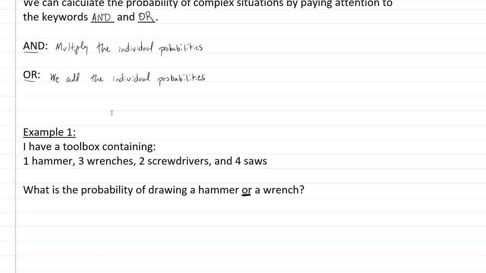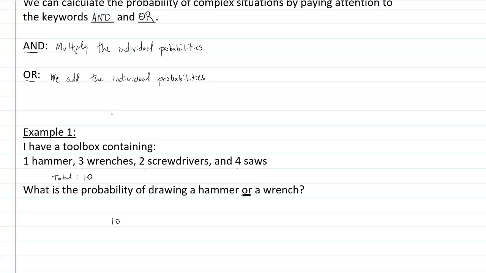So how many tools do we have total? Let's talk about that. Total tools. We have 1 plus 3 plus 2 plus 4. So that's going to be 6, 9, 10. So we have 10 total. So that's our denominator of our probability.